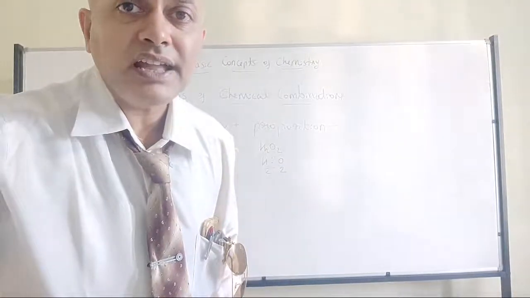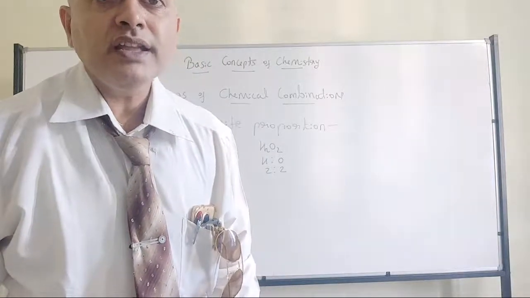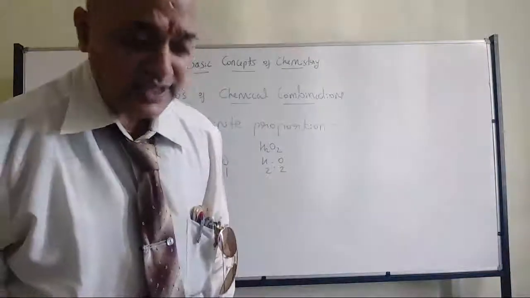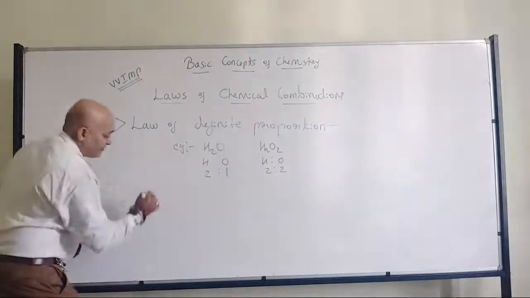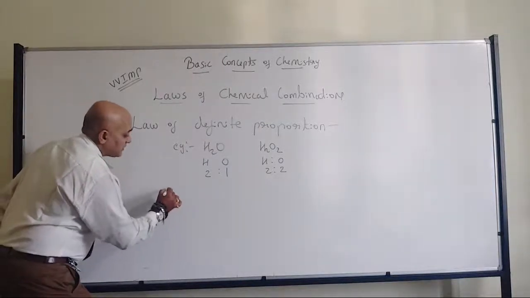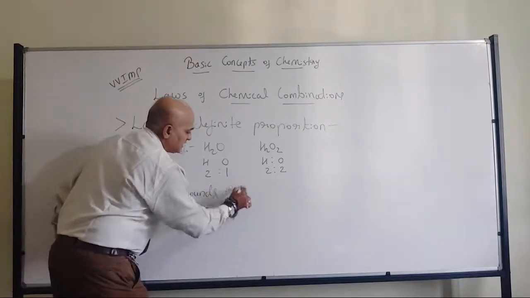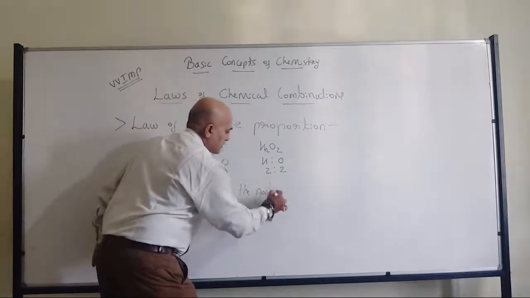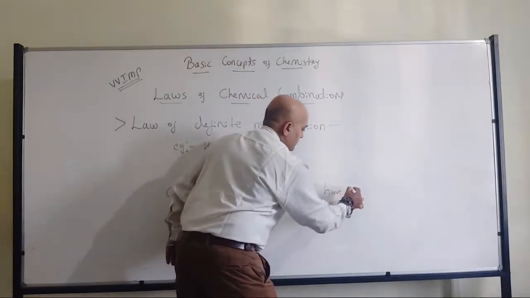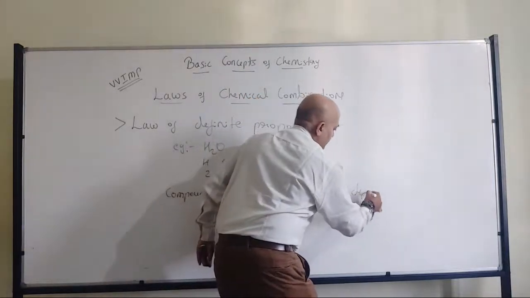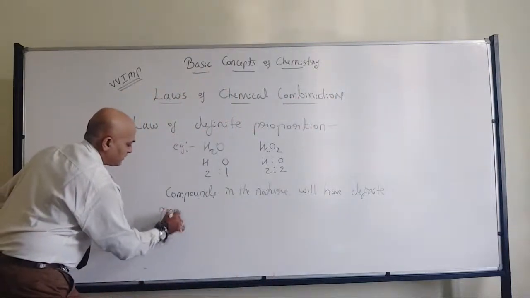Yagnesh is writing: a chemical compound always contains the same elements combined together in the same proportion by mass. Yes, that's what we can tell. Absolutely correct. So now we can define that this law states that compounds in nature will have a definite proportion of elements.